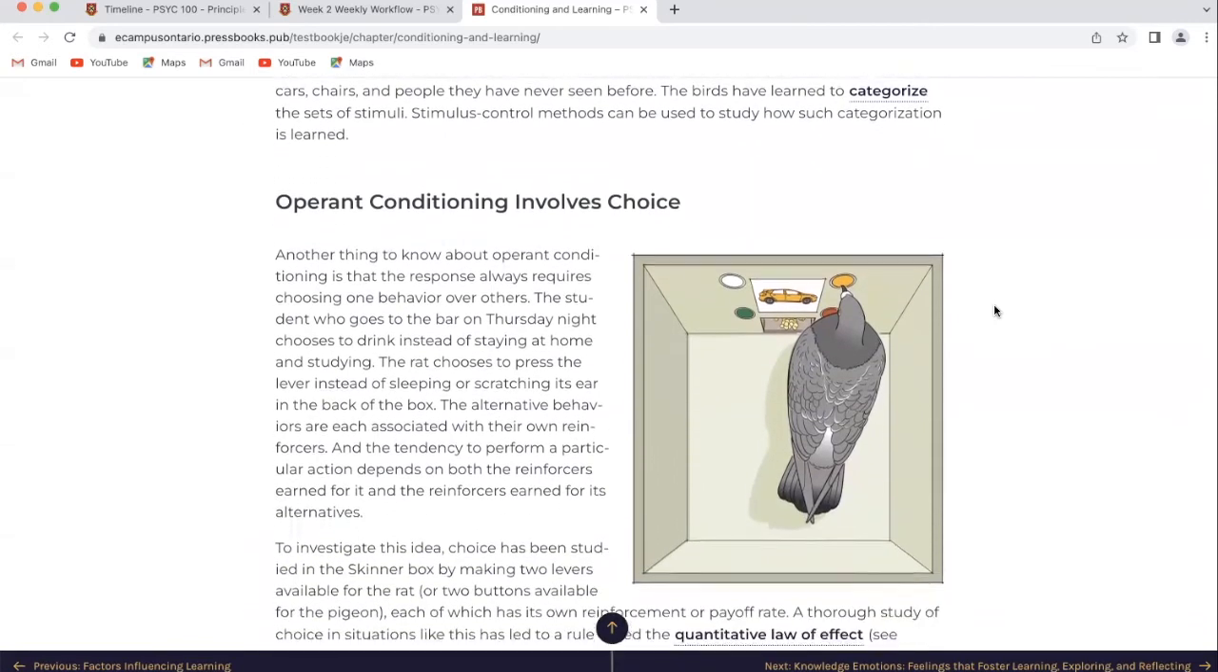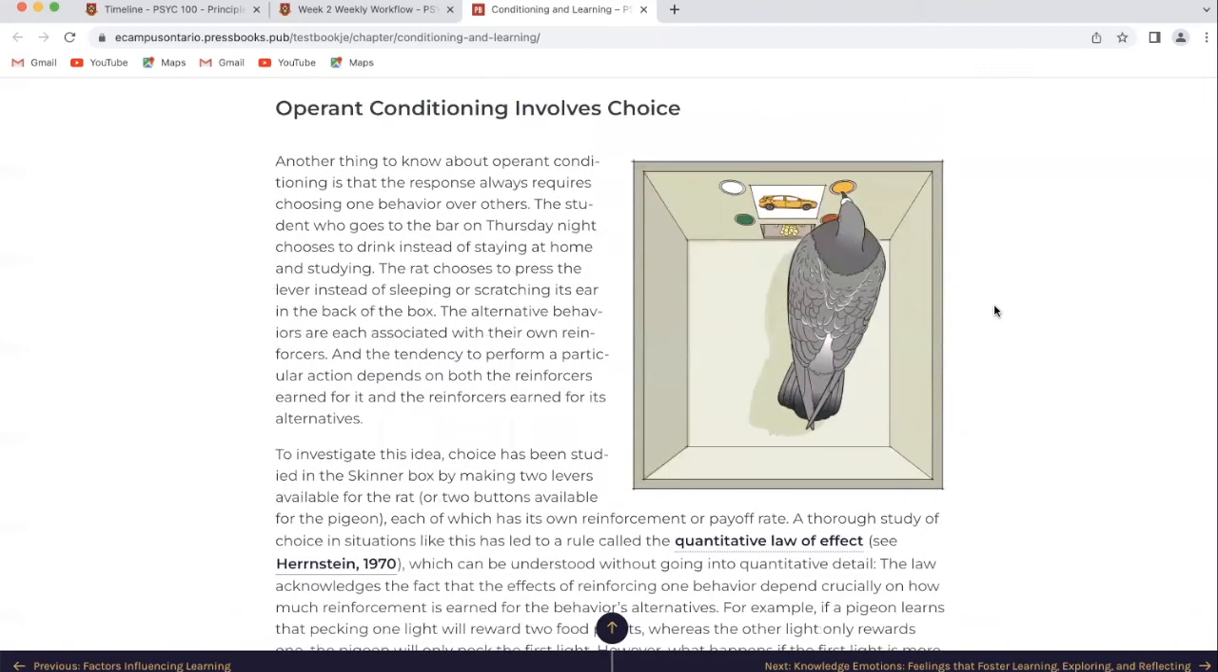Operant conditioning involves choice. Another thing to know about operant conditioning is that the response always requires choosing one behavior over others. The student who goes to the bar on Thursday night chooses to drink instead of staying at home and studying. The rat chooses to press the lever instead of sleeping or scratching its ear in the back of the box. The alternative behaviors are each associated with their own reinforcers, and the tendency to perform a particular action depends on both the reinforcers earned for it and the reinforcers earned for its alternatives.